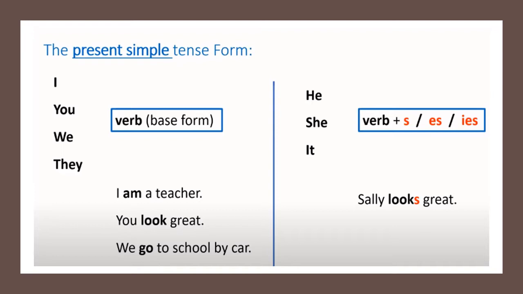For example, I am a teacher. You look great. We go to school by car. The second case is when the subject is he, she, or it. We add s to the verb, or es, or ies, like Sally looks great.